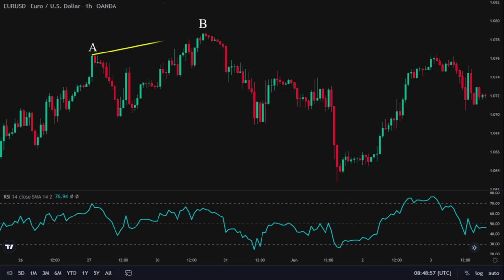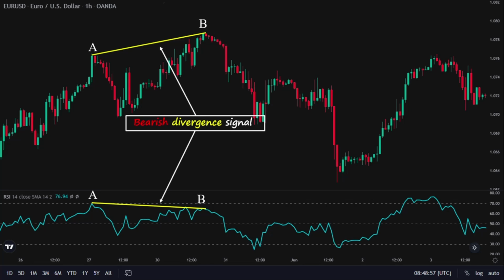If we draw a line between points A and B, we can clearly see the price is making higher highs. Now, look at the corresponding A and B points on the RSI chart. Those are two swing highs on the RSI chart. Here again, we draw a line between A and B, and we would see the RSI is making lower highs. So, the RSI shows us a bearish divergence signal.